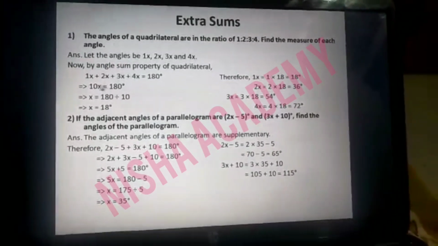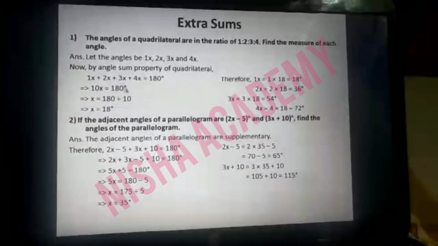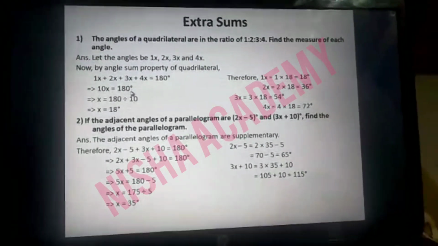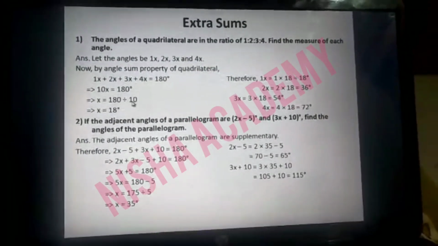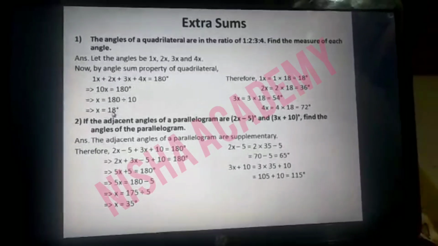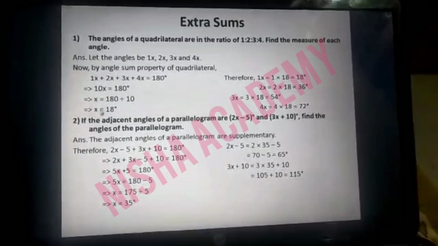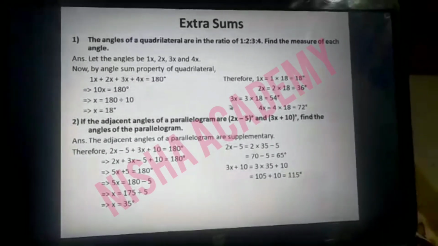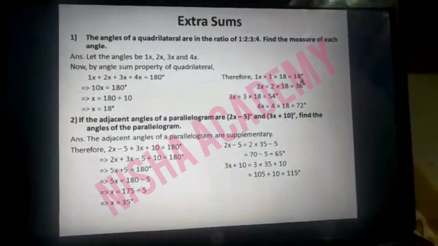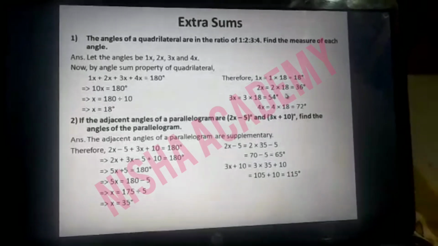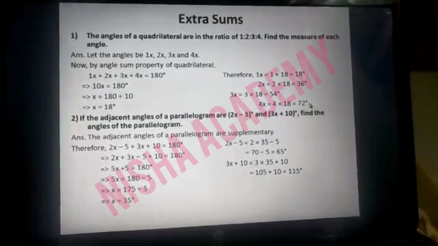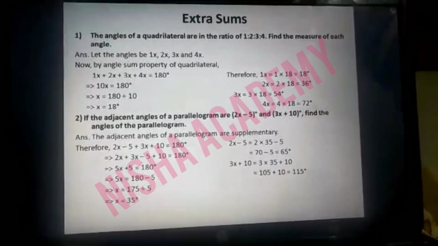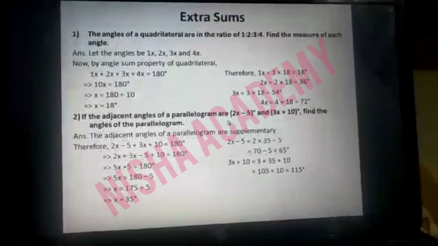x is equal to, here it is in multiplication. As it goes to the opposite side, it goes to division. So 360 divided by 10, x equals 36 degrees. Now you have received only the value of x. So you have to find the values of 1x, 2x, 3x and 4x, which are 36, 72, 108 and 144 degrees respectively.